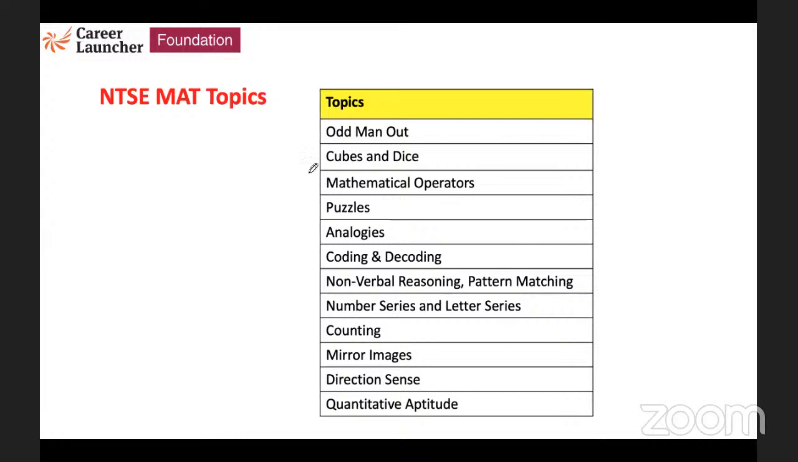So NTSE math topics, just to quickly go through this, there will be odd man out questions, cubes and dice questions, which is the number which is opposite of which number types, mathematical operators. Certain times puzzles come in. Typically one puzzle at least comes in. Then analogies. Analogies could be in terms of verbal analogies, letter series analogies. It could be numbers analogies. It could be non-verbal analogies. Non-verbal, when I'm saying, pattern matching kind of things. All those kind of questions can come in.